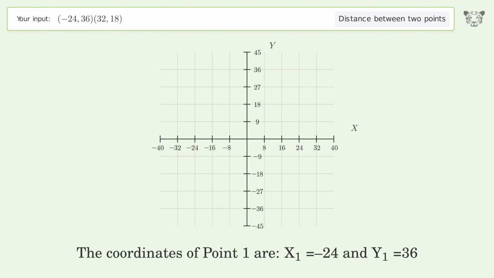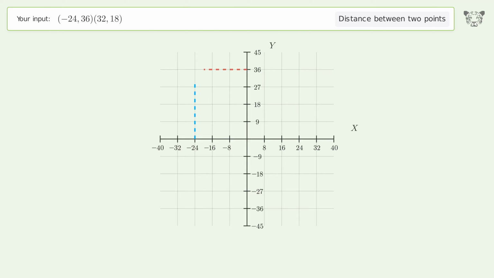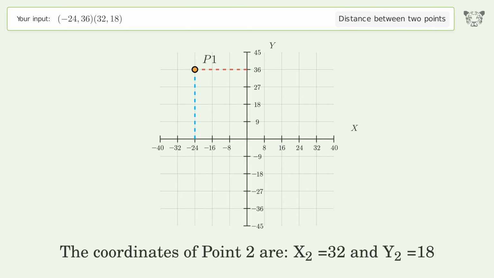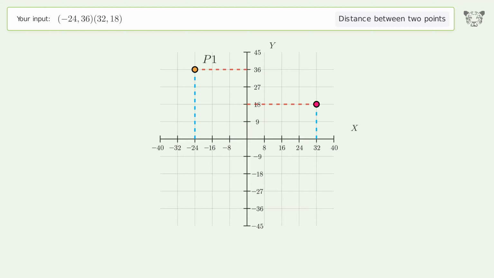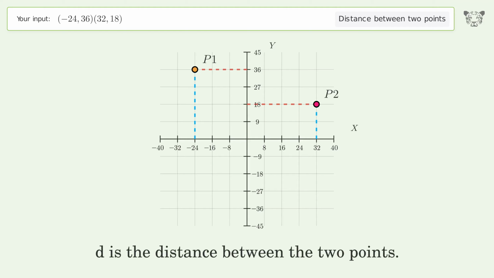The coordinates of point 1 are, x1 equals -24 and y1 equals 36. The coordinates of point 2 are, x2 equals 32 and y2 equals 18. D is the distance between the 2 points.